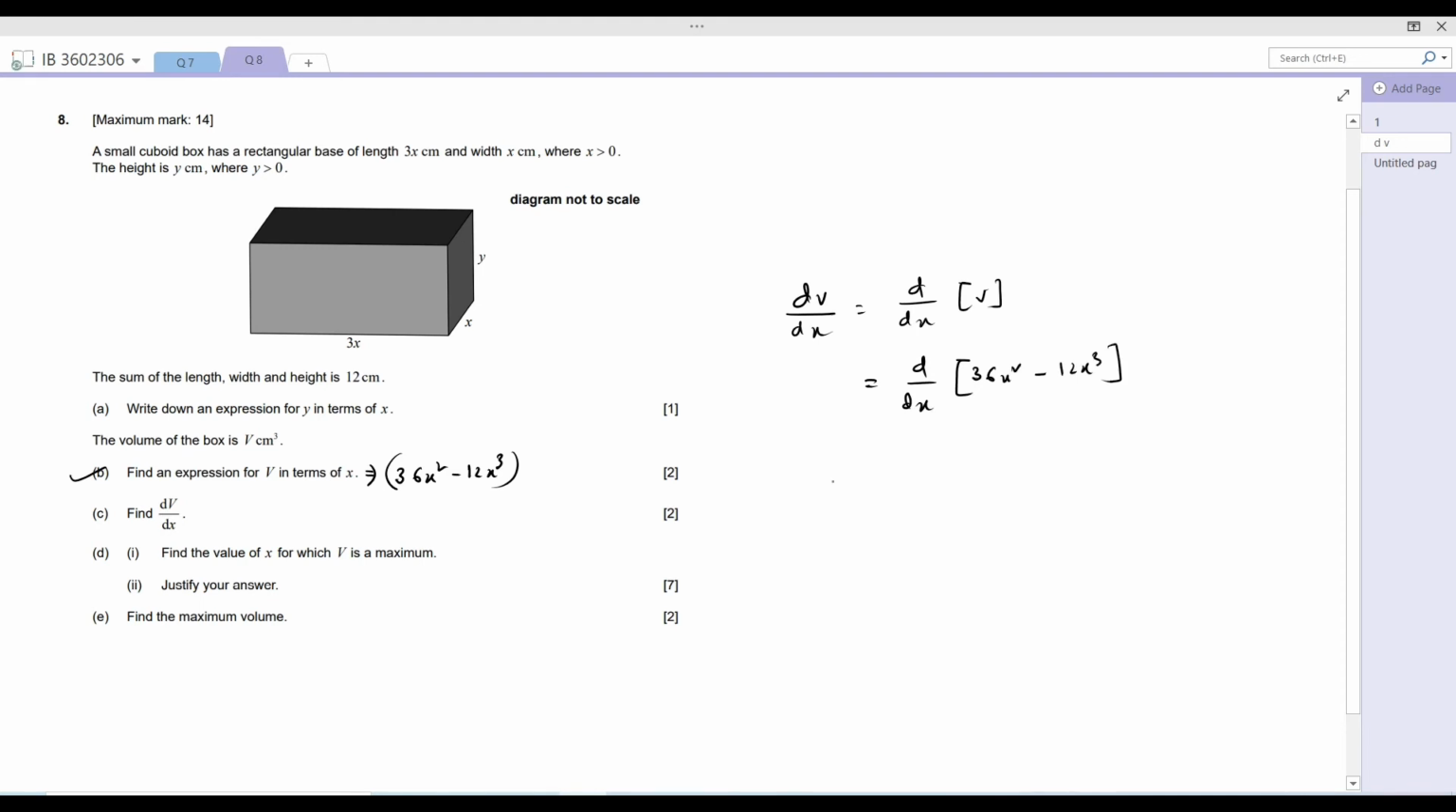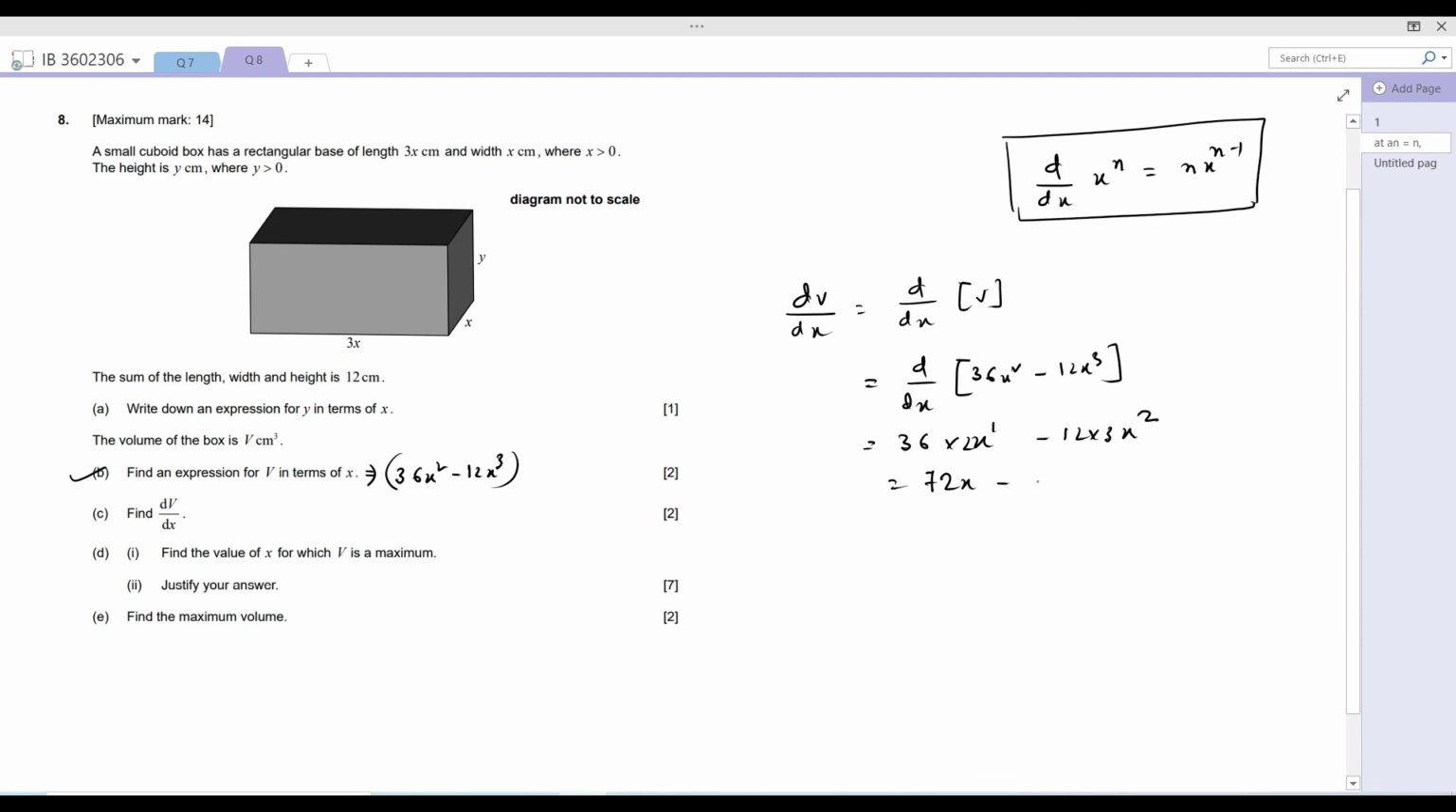The formula we need to use here is d/dx of x to the power n equals n x to the power n minus 1. So for 36x square minus 12x cube, it comes to 36 into 2x to the power 1, and minus 12 into 3x to the power 2. So it is 72x minus 36x square. This is the value of dV/dx. So finding dV/dx is also done.